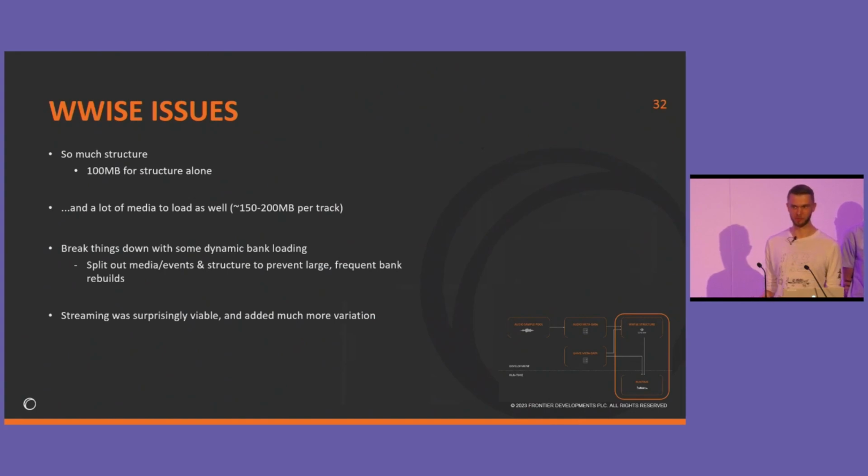This did throw up some issues just for that structure alone. When you load that in at runtime, it's 100 megabytes of structural data, which is ridiculous. Never mind the media, which is like 150 to 200 megs per track. Yeah, it got quite out of control. We had to break things down a bit and manage it with a bit of dynamic bank loading. We also had to cut back on variation whilst we were still loading the media into memory. However, we eventually did manage to stream a lot of this media, which massively helps in terms of bringing back some of that variation that we had to cut before.